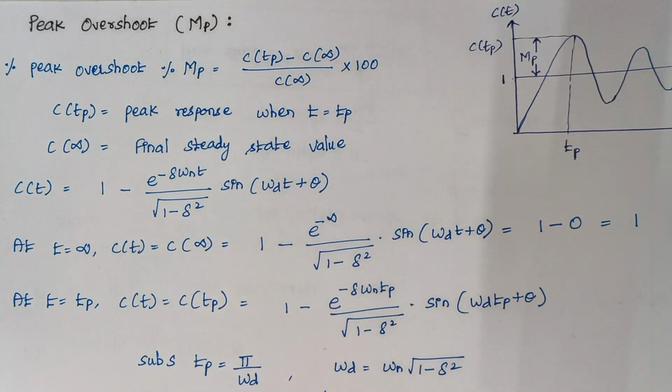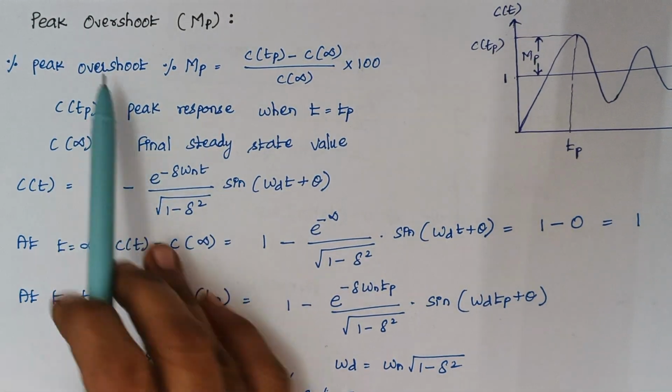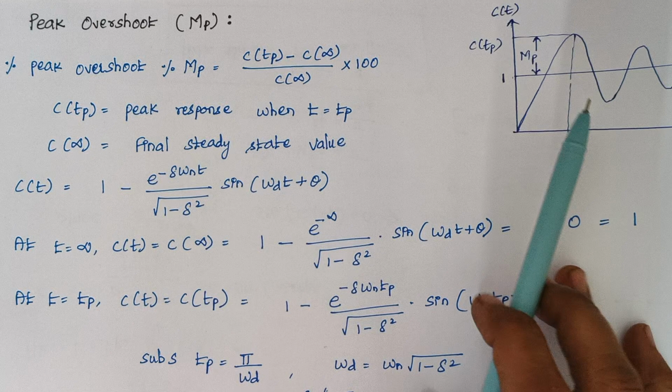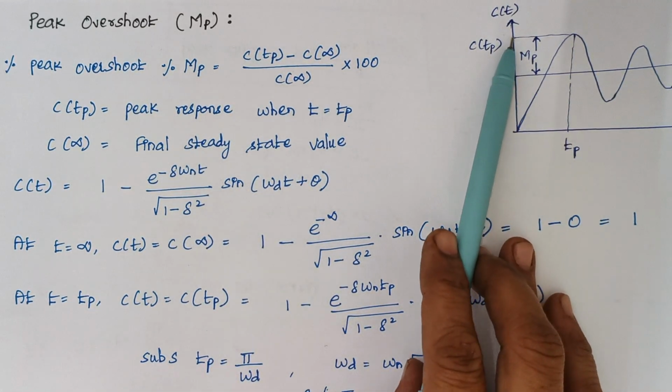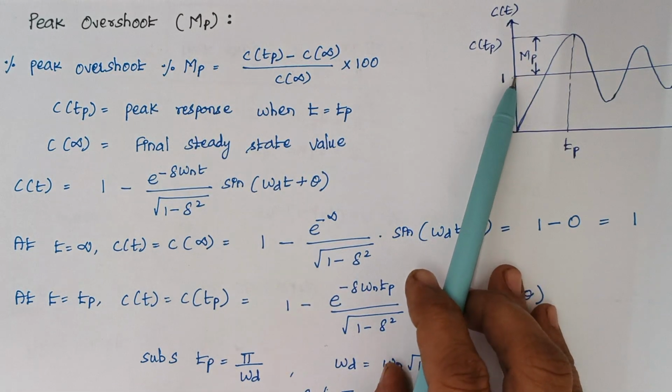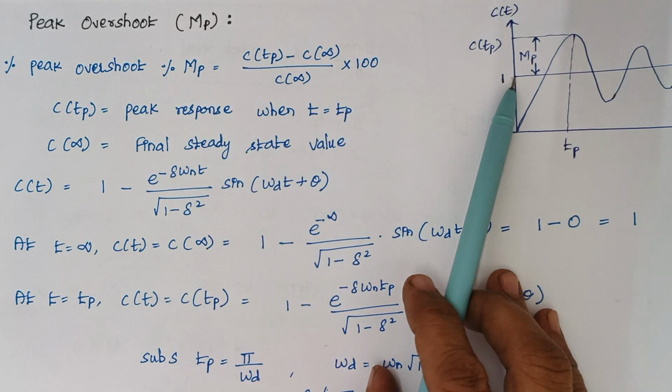Today we are going to see another derivation in time response analysis. The topic is peak overshoot. So what is meant by peak overshoot? When you look at this diagram here, the peak overshoot is nothing but the difference between your peak value and the final settling down value, divided by this final value.